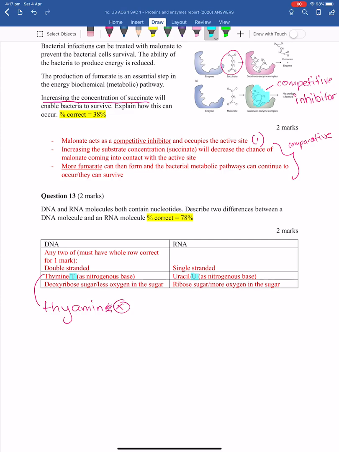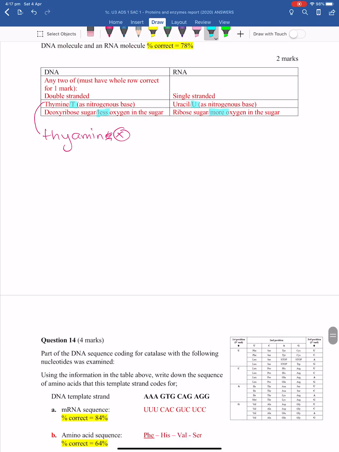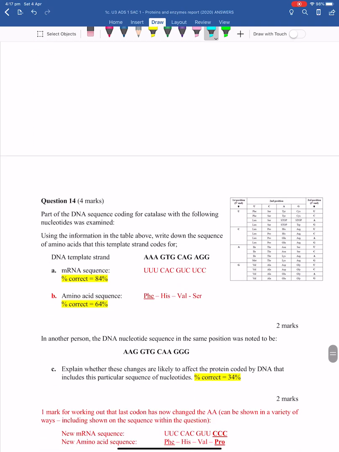The other thing I want you to be very careful of when you're talking about no oxygen, it's not that deoxyribose has no oxygen, it's that it has less oxygen in the sugar, and the ribose has more oxygen in the sugar. Sorry, let me just highlight that. It's less oxygen in the sugar. So if you said it had no oxygen, I couldn't give you the mark. All right. I ended up breaking this one down a little bit, even though it was out of 2. So what you were looking for with your mRNA is that it was complementary and U instead of T.